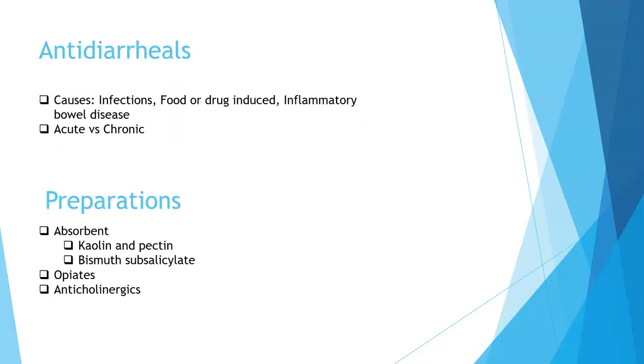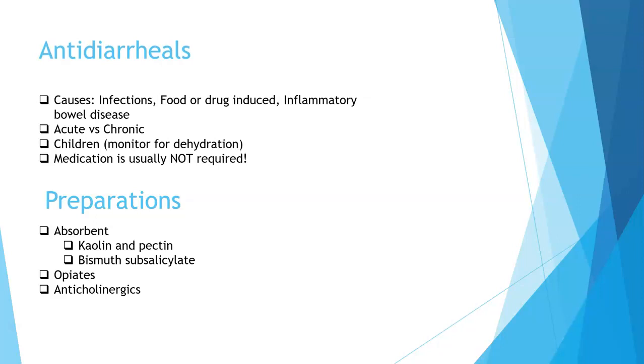Okay, we're going to move on to anti-diarrheals. Some causes of diarrhea: infections, food, medication, or inflammatory bowel disease. There's acute diarrhea versus chronic diarrhea. In children, when they have diarrhea, you want to monitor for dehydration, and medication is usually not even required. So let's talk about the preparations. There are absorbents, which are kaolin and pectin, or bismuth. There are the opiates, and there are anticholinergics.